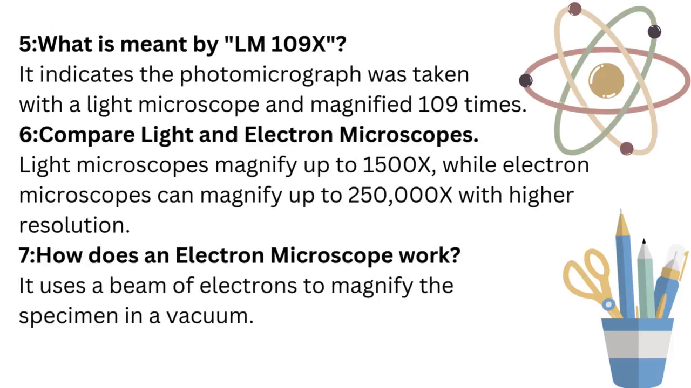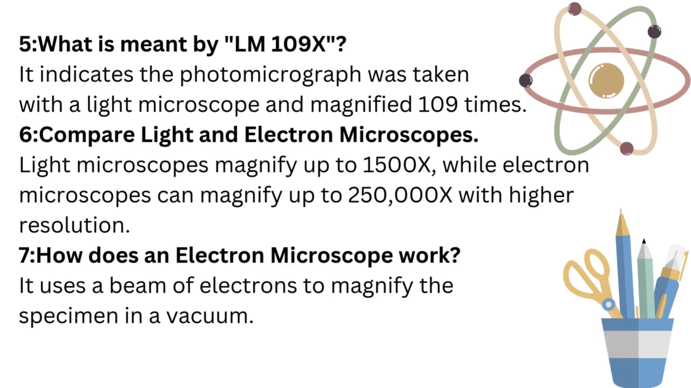What is meant by LM109X? It indicates the photomicrograph was taken with a light microscope and magnified 109 times. Compare light and electron microscopes. Light microscopes magnify up to 1500x, while electron microscopes can magnify up to 250,000x with higher resolution.